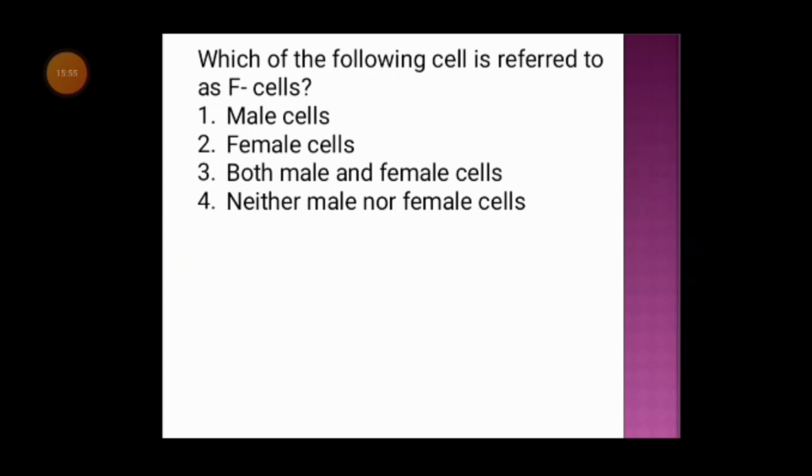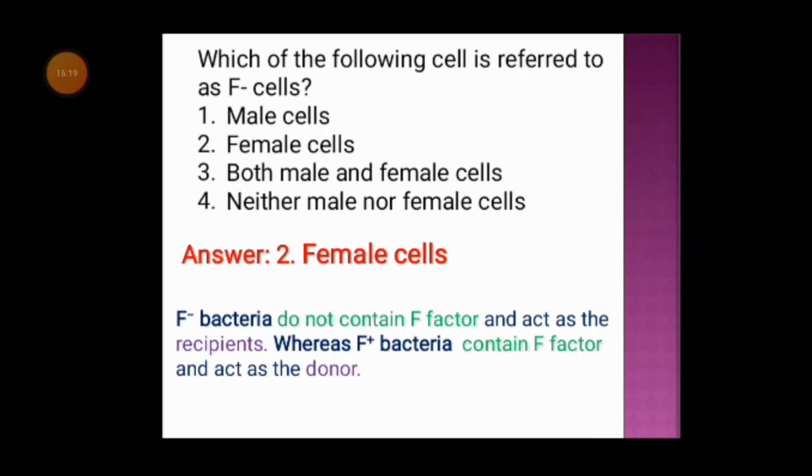Next question. Which of the following cells is referred to as F minus cells? Option 1, male cells, option 2, female cells, option 3, both male and female cells, option 4, neither male nor female cells. So the correct answer is option 2, female cells. F minus bacteria do not contain F factor and act as recipient, whereas F plus bacteria contain F factor and act as donor.